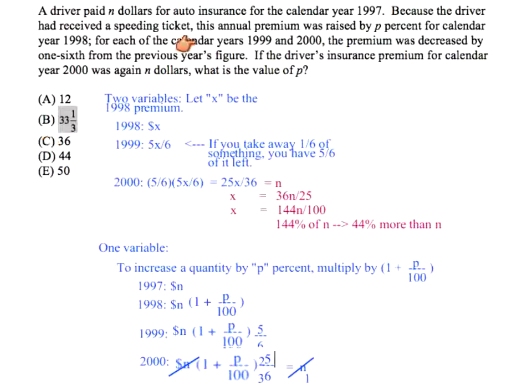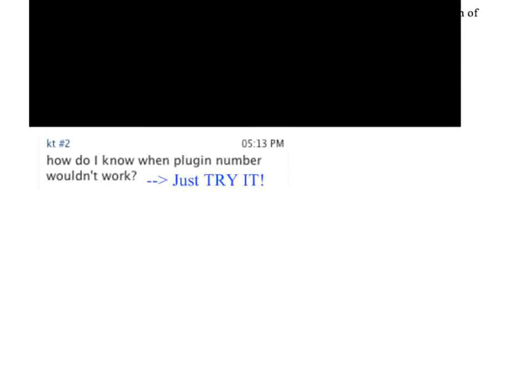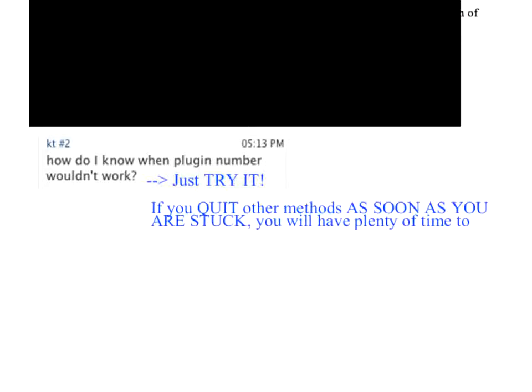But apart from that, if you're not sure whether it will work, the only reasonable thing for you to do is just give it a shot. Just try it and see if you can get it to work. Because remember, the whole point with time management is, if you quit other methods as soon as you are stuck, I promise you, you will have plenty of time to try whatever method at whatever time.